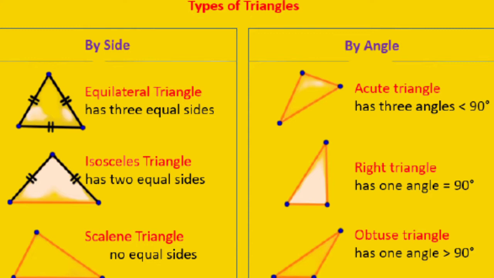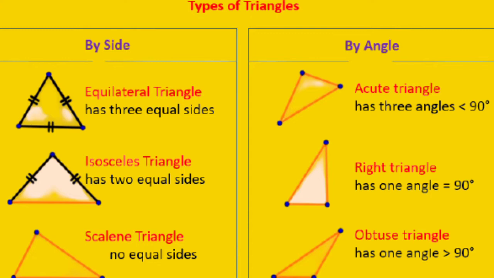A scalene triangle. A triangle having no equal sides is known as a scalene triangle. Acute angle triangle. A triangle having all three angles less than 90 degrees, means the measure of all the angles will be less than 90 degrees, is known as an acute angle triangle. Right angle triangle. A triangle having one angle of 90 degrees is known as a right angle triangle.